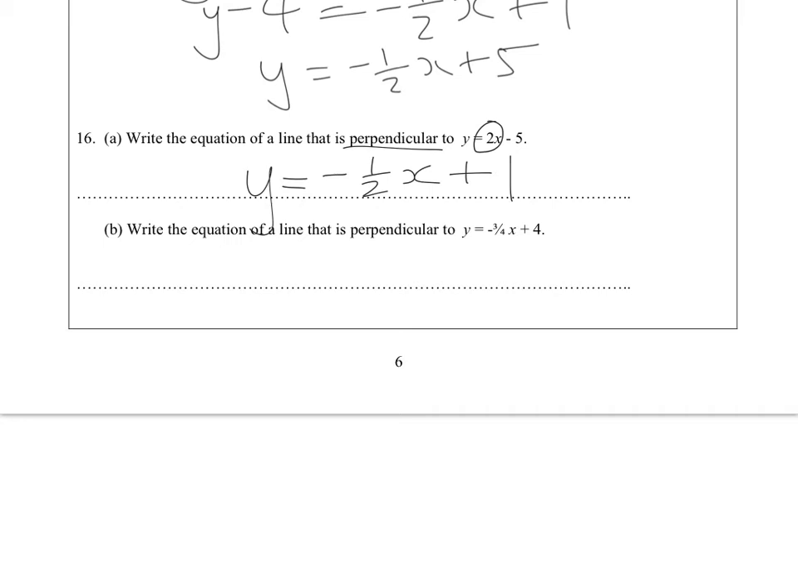Write the equation of a line that is perpendicular to this. So again, we have a gradient of negative 3 on 4, so the negative reciprocal of that would be a positive 4 on 3x, again plus any number you want.